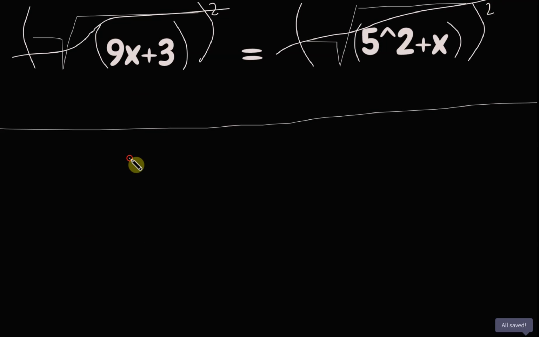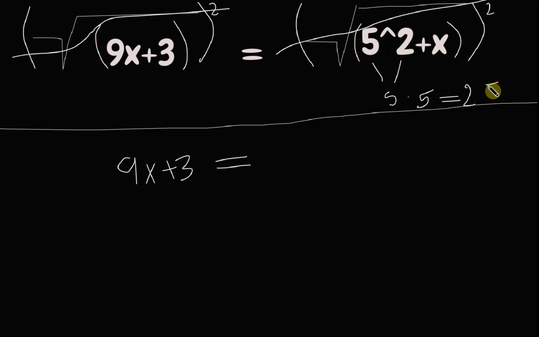And so you're left with 9x plus 3, we don't need the parentheses anymore, is equal to this 5 squared. Let's evaluate that. 5 times 5 is equal to 25. Because it's equal to 25, you can just put 25 plus x.